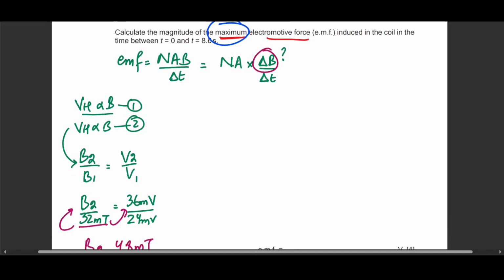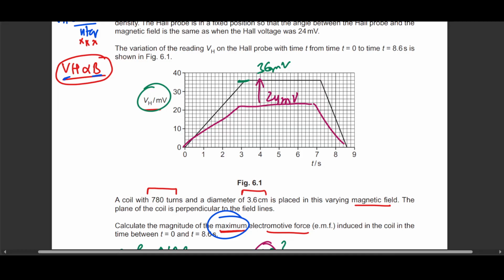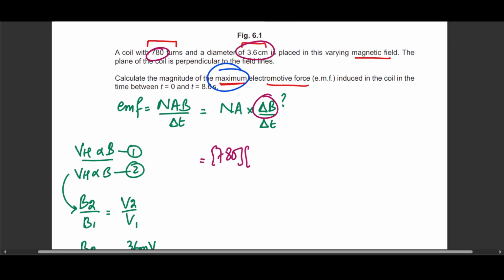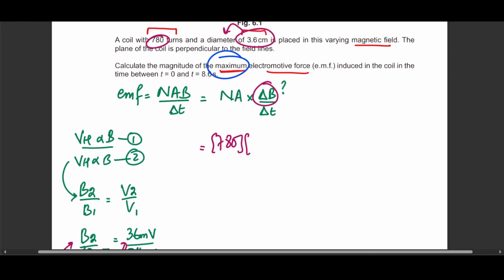And how fast was it changed? You see, I can choose the first quarter or I can choose the second quarter. I will choose the second quarter for the maximum effect, for the smallest change in time. So the number of turns N is 780. So 780 multiplied by the cross-sectional area. 3.6 centimeters is the diameter. Please be careful.